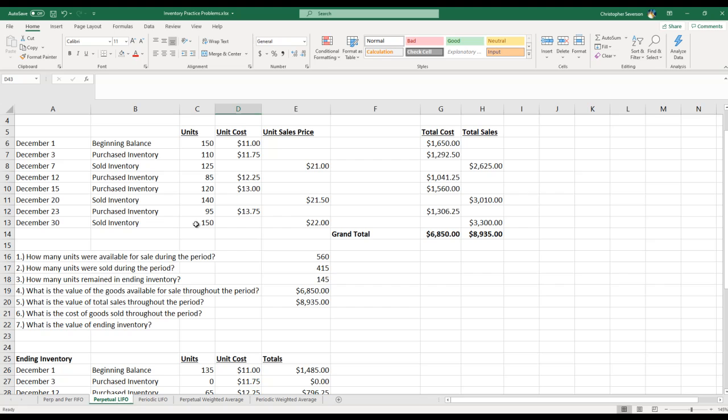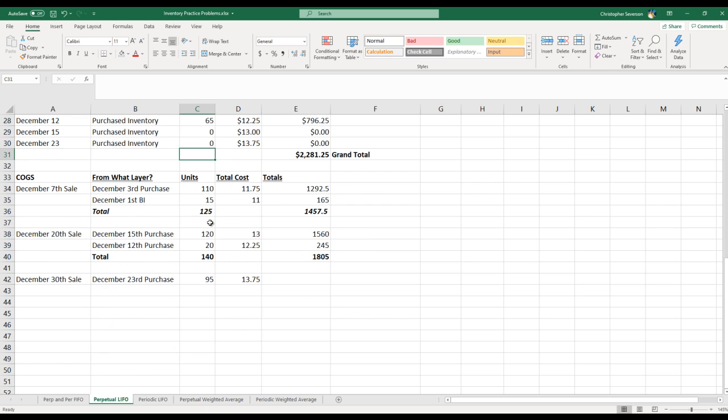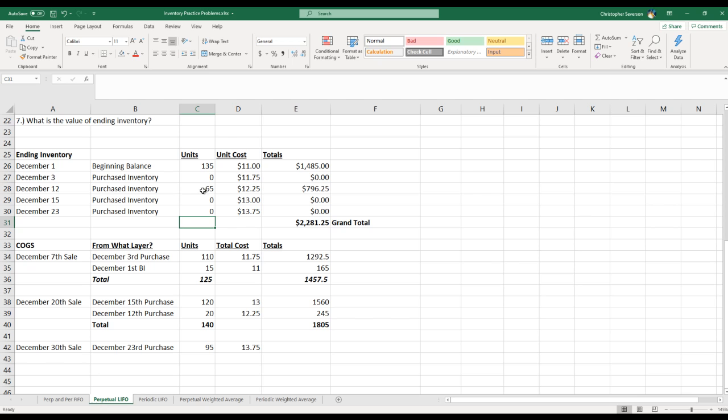So, like I said, we needed to sell 150. We only have 95 from that layer. We're going to zero that out. We need 55 left. Fortunately, the next to the last layer available at that time has plenty. It has 65. We only need 55. So that's the December 12th purchase. The 55 units were $12.25 a piece.